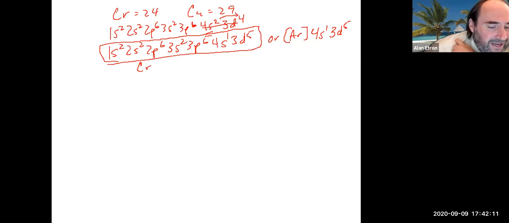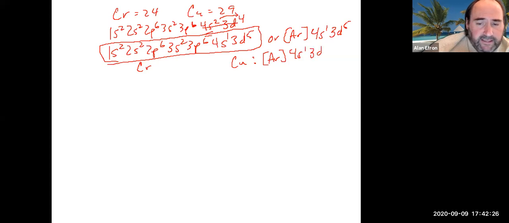Copper, which is 29, basically has the same exception. It has an extra electron up in the d orbital, 1 less electron in the s. So copper's correct configuration would be argon 4s1, 3d10. If you think about it, it's a little bit more stable. We have everybody paired off there in the d's with copper. And these are just some that have been found experimentally to be more stable in that configuration.